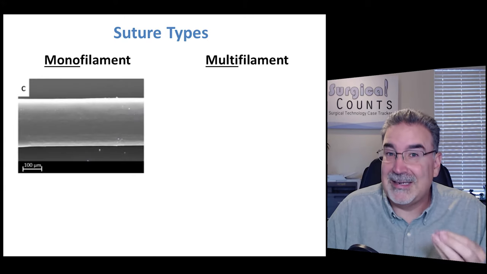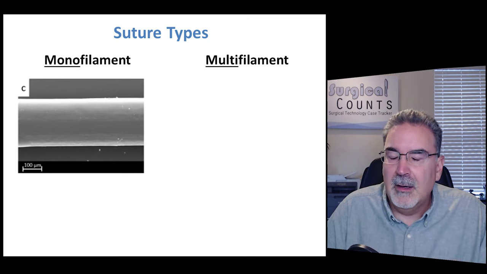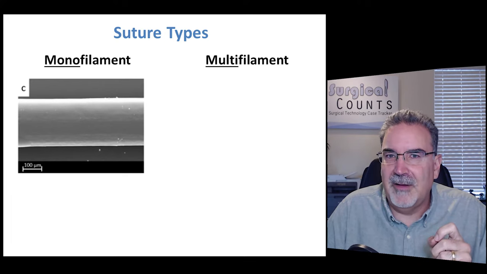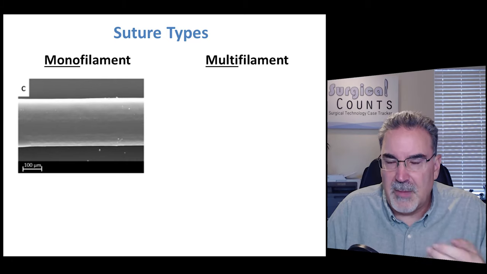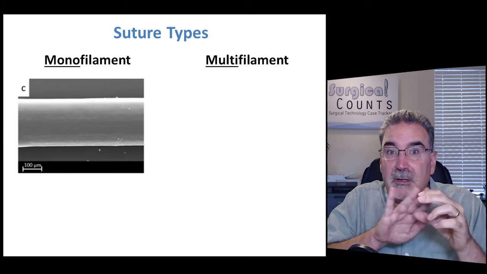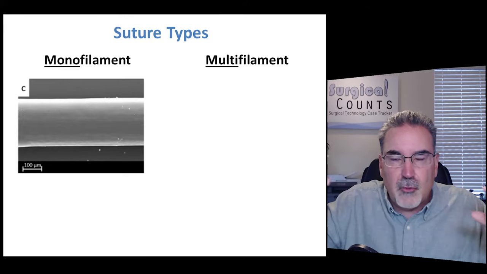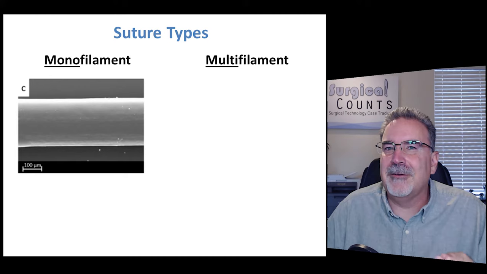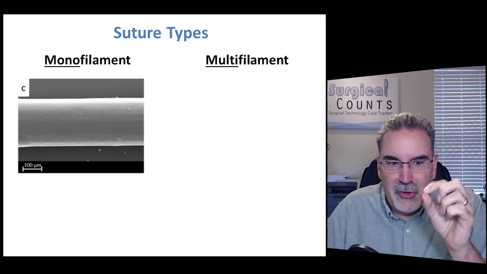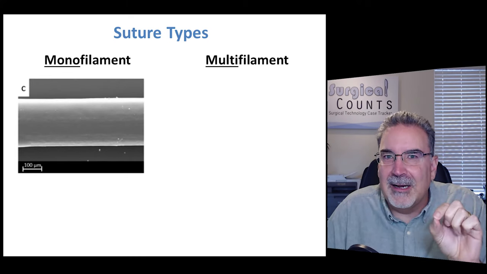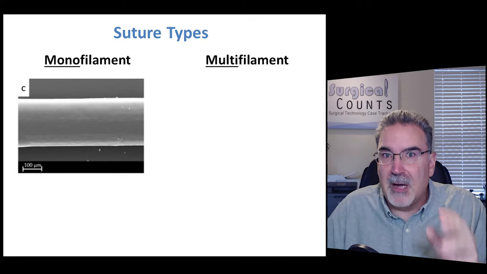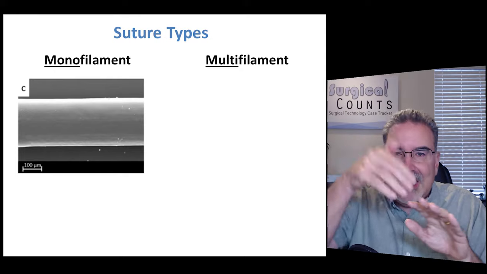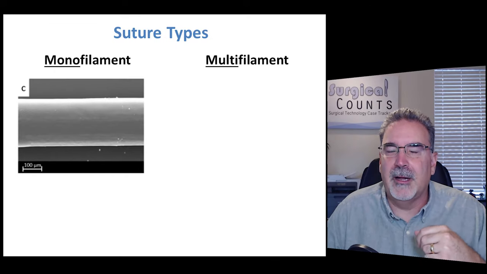But when it comes to bacteria, and bacteria is a bad thing, the monofilament actually has the advantage. So if we look at a close-up view of a monofilament suture here, you can see that it's real smooth. It's just one strand of suture there, and it's a real smooth surface. Now, bacteria really like little nooks and crannies, little places to hide from the immune system. And monofilament suture doesn't really have this. It's so smooth that the immune system can get to any bacteria that might happen to form on there.